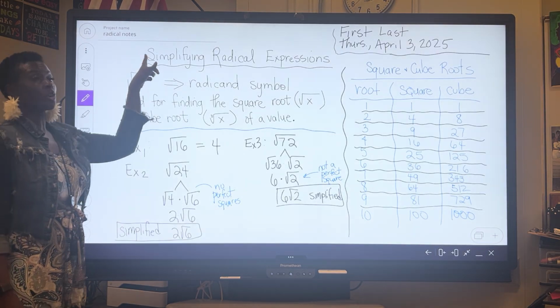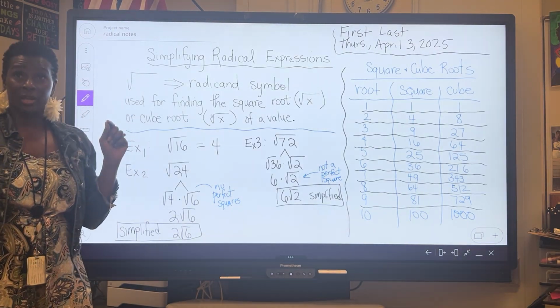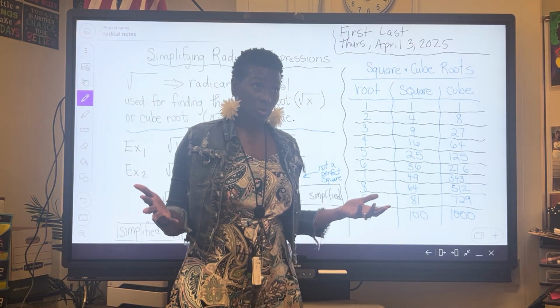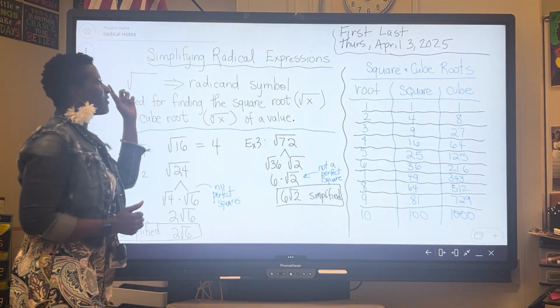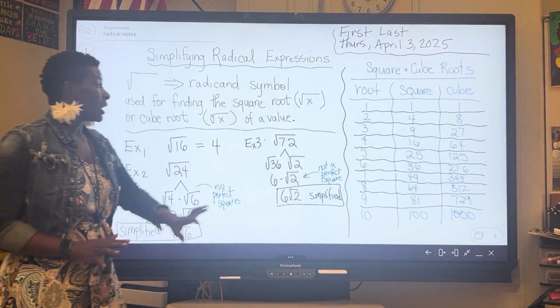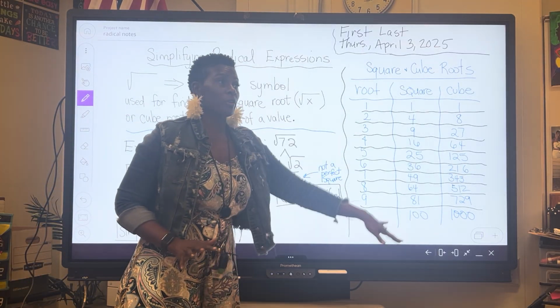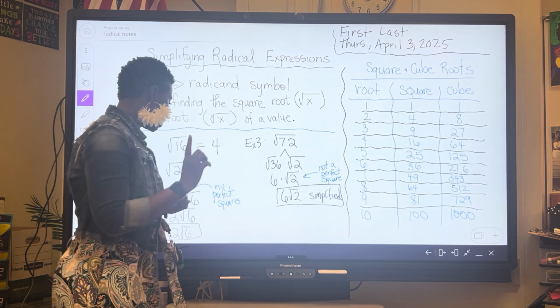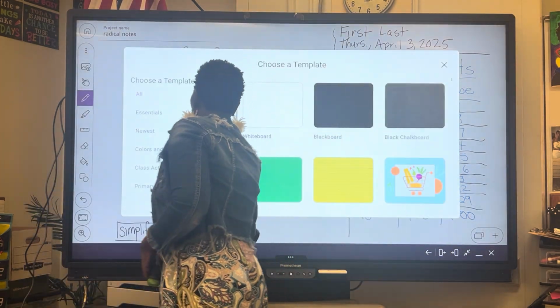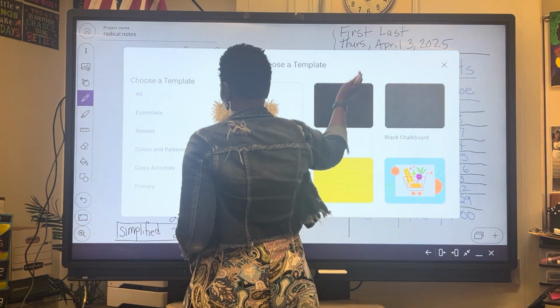This symbol is called a radicand. Is everybody with me? Generally, when we see it, it represents like a square root, okay? So if I'm asking you about square roots or cube roots or any type of root, this is the chart that I want you to refer to. So what do I mean? Let me just give you an example of something real quick. I want to show you where the square roots and all this kind of stuff come from.